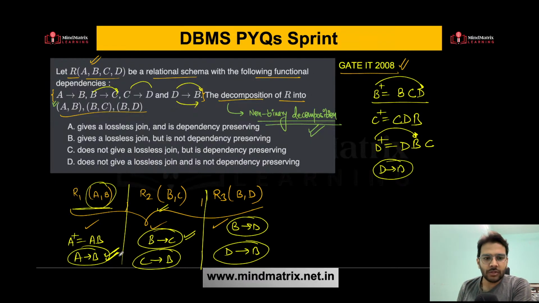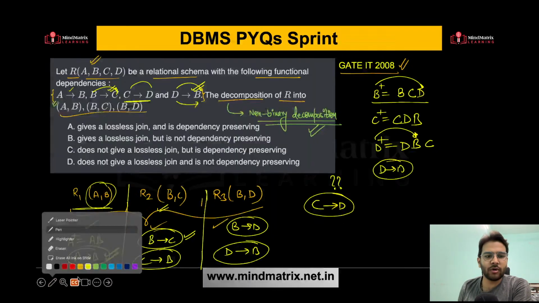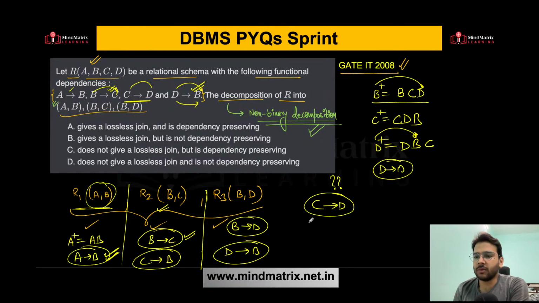Now, so I can say A determines B. This is preserved. B determines C. This is preserved. D determines B. This is also preserved. What about this one? Tell me about C determines D. Is this preserved or not? That is the question now. Is it preserved? Now what do we do?